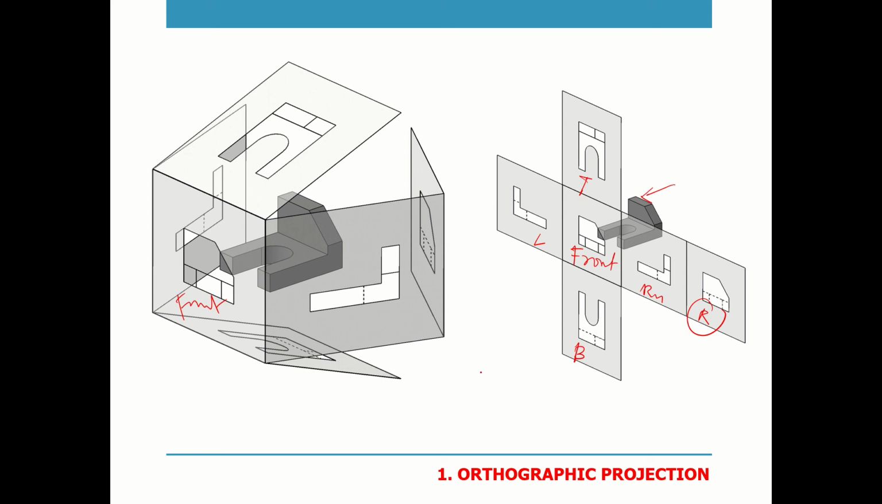So in orthographic projection, the idea is you have a three-dimensional object, you convert that three-dimensional object into 2D drawings, from all the 6 possible views. So the underlying idea that you should remember in orthographic projection is you convert a three-dimensional object into 2D drawings.